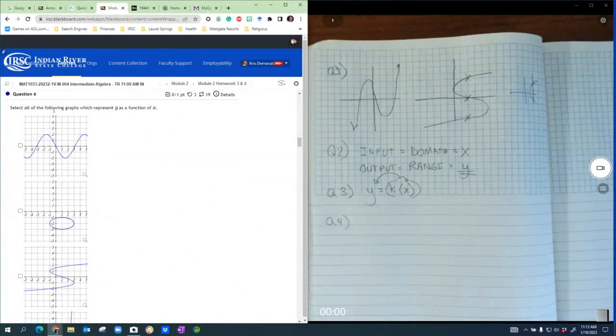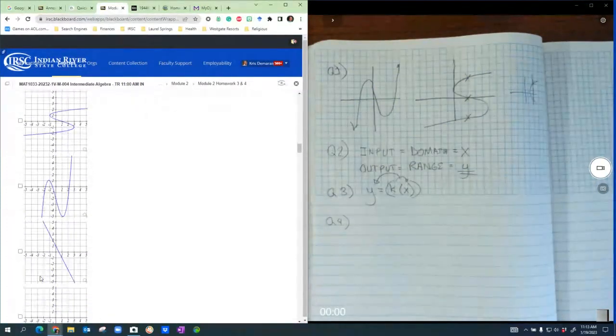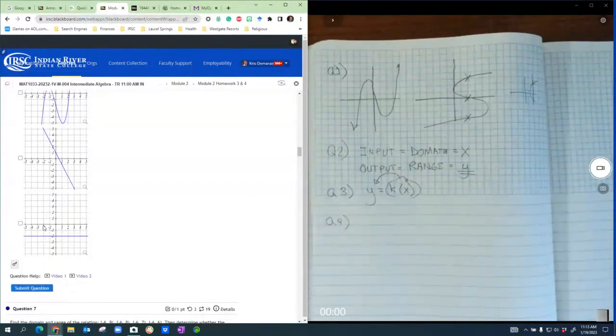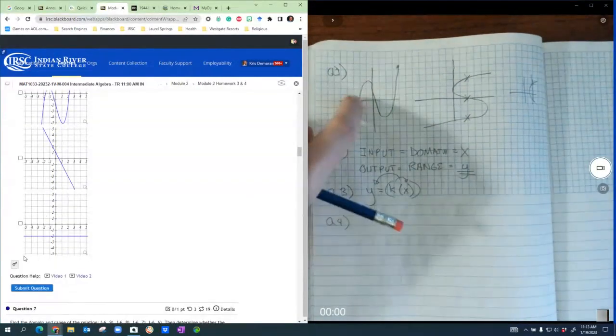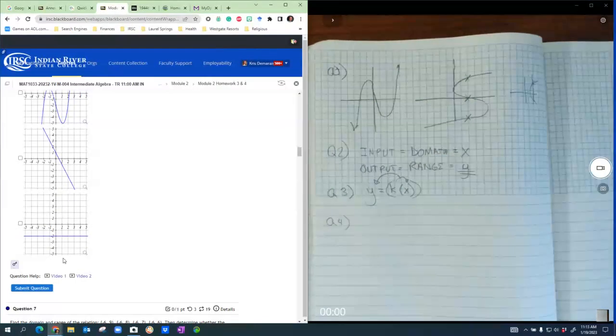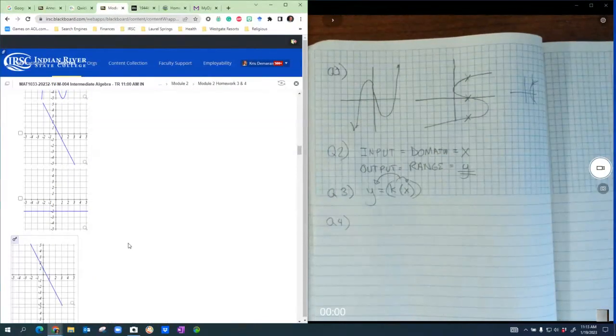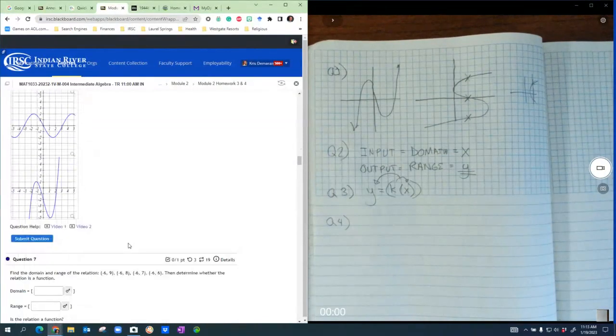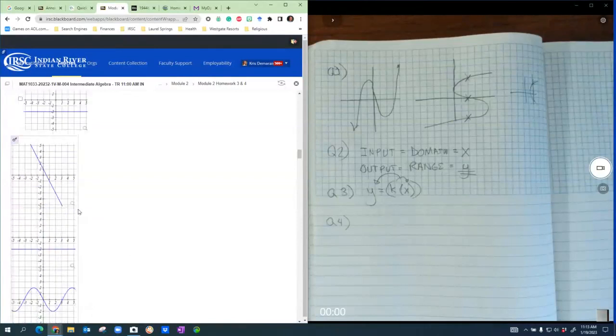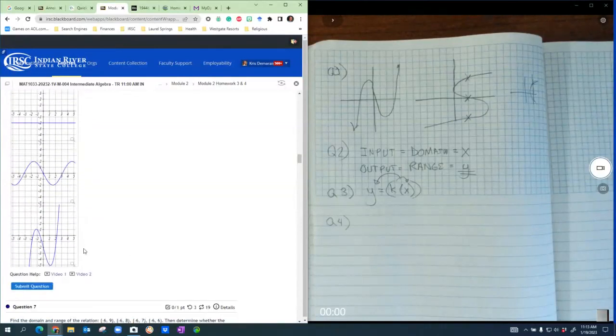This is select all the following graphs that represent y as a function of x. This would be, this wouldn't be, this wouldn't be, this would be, this would be, and this one would be. That one's just like the one we did over here. So those are the answers that we're looking for. Those are 4 of them that we said.